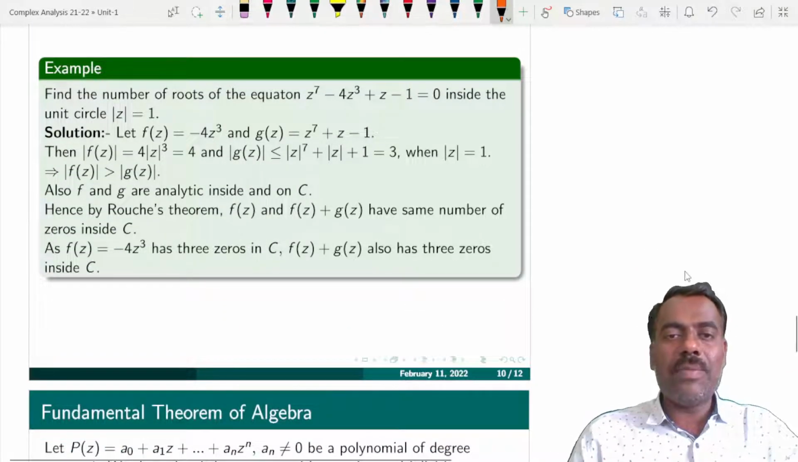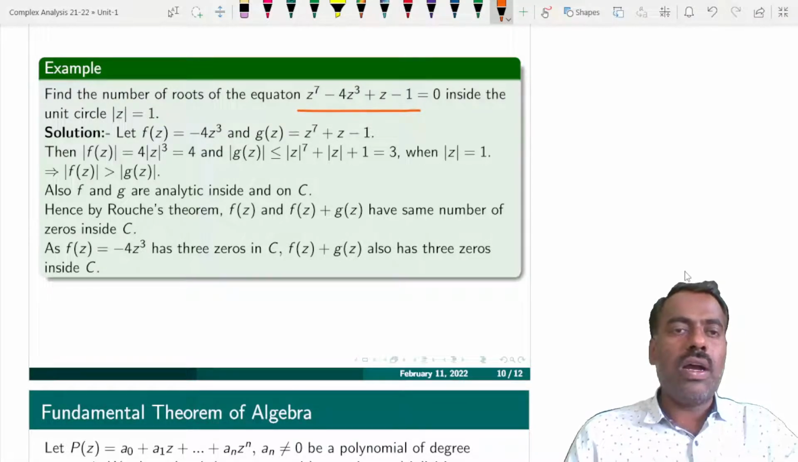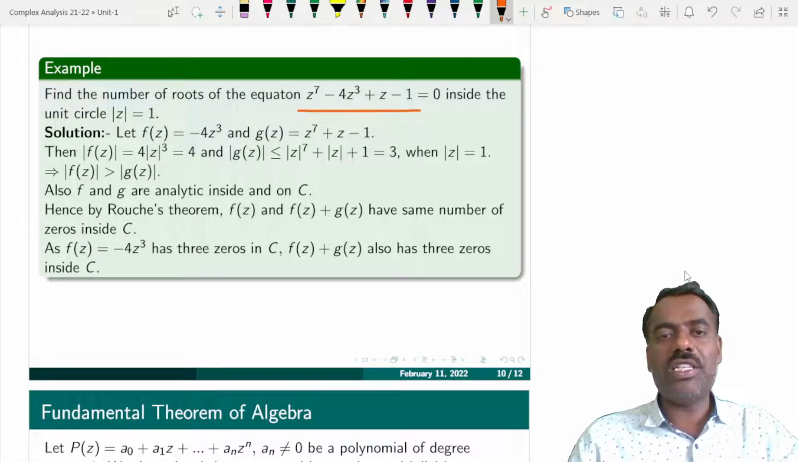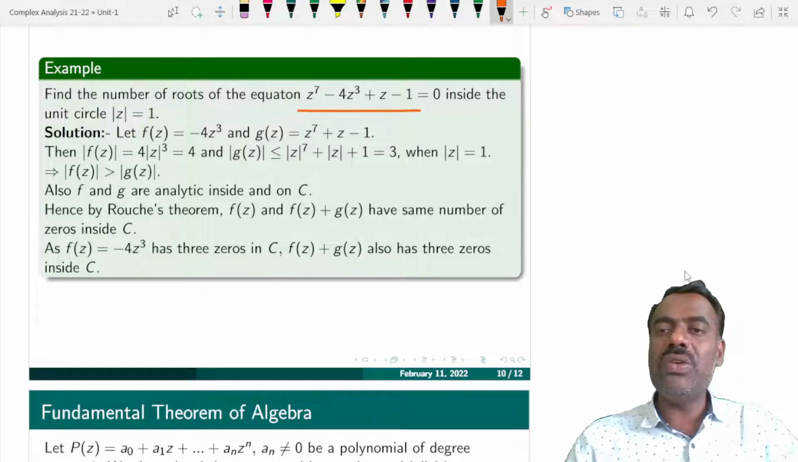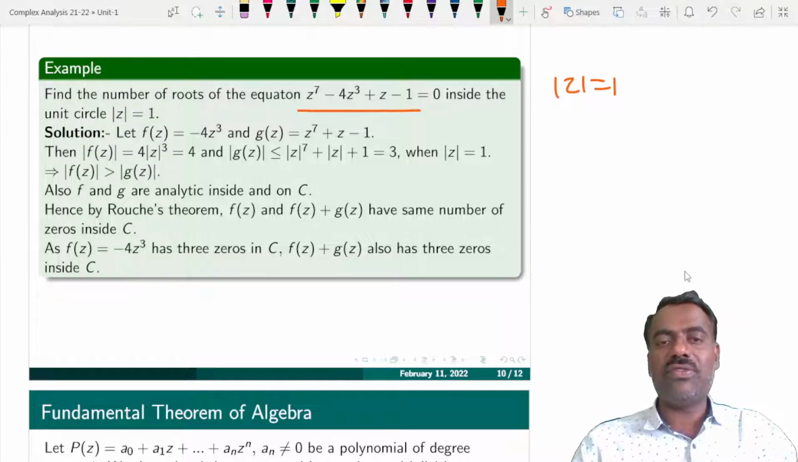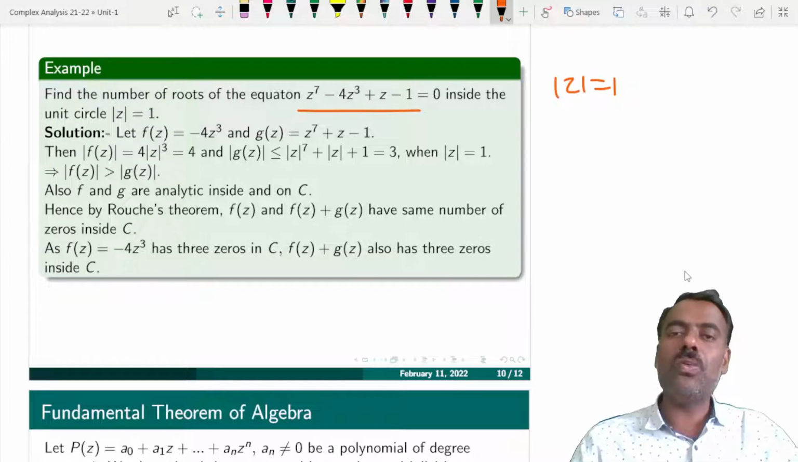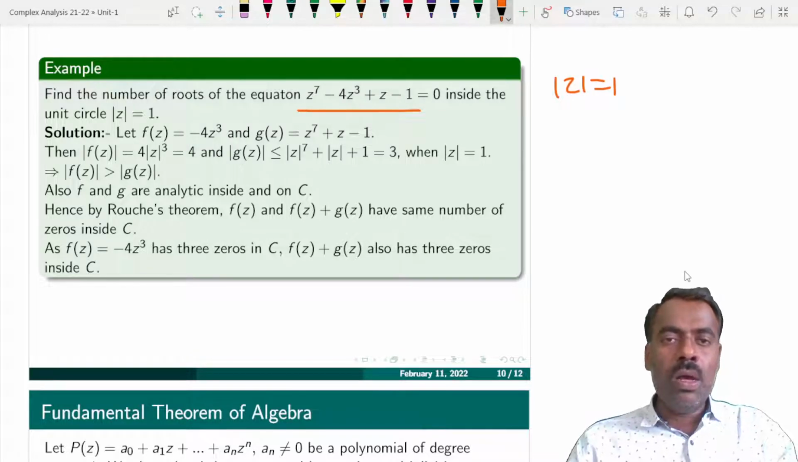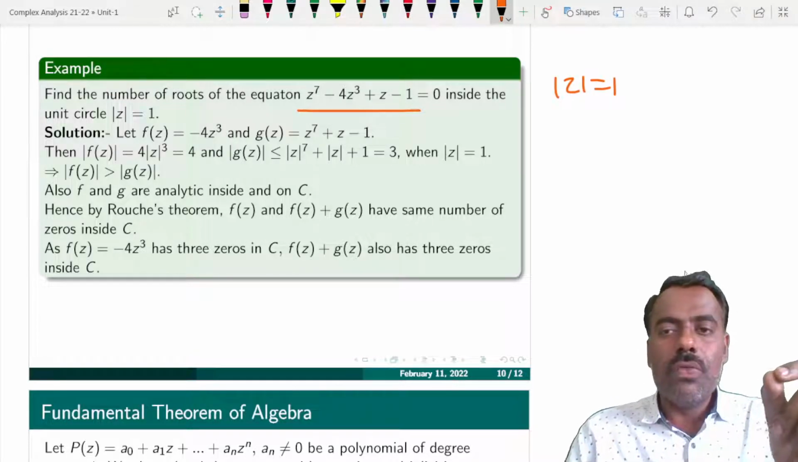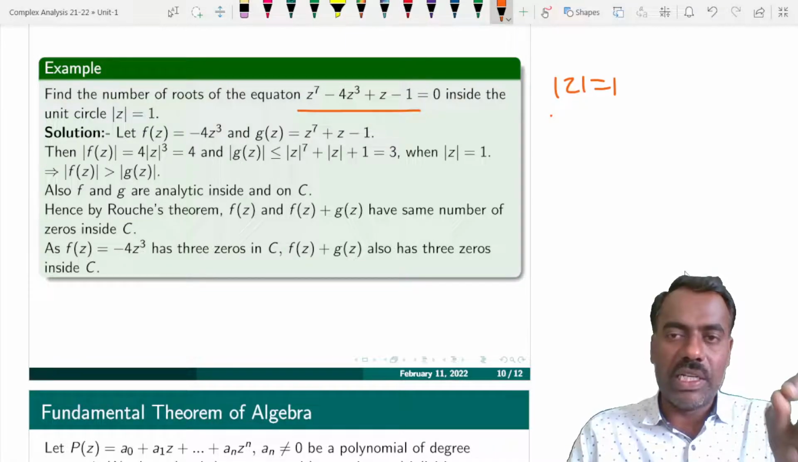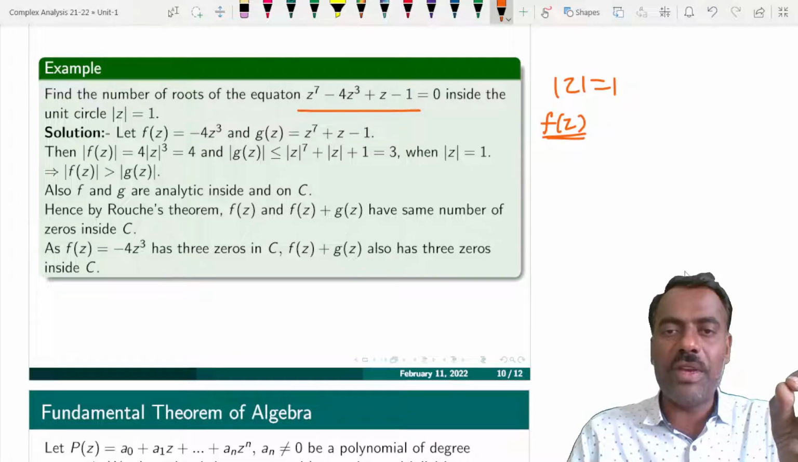So take the example: we want to know the number of roots of the equation z power 7 minus 4z cube plus z minus 1 equal to 0 inside the unit circle mod z equal to 1. So this is our circle, this is our C. Inside it, how many zeros are there for this function, z power 7 minus 4z cube plus z minus 1? This is our new function.